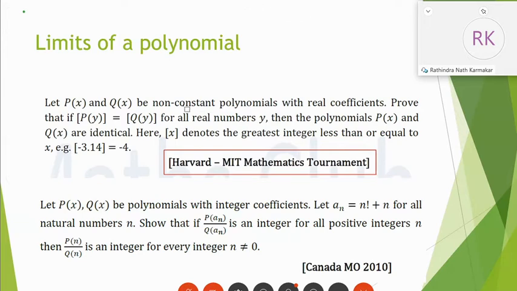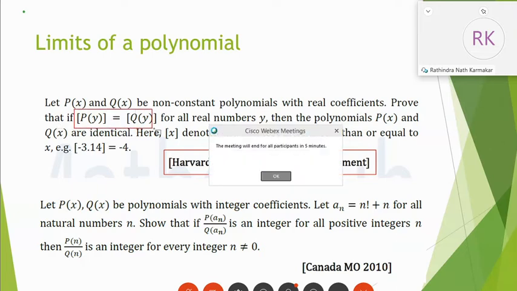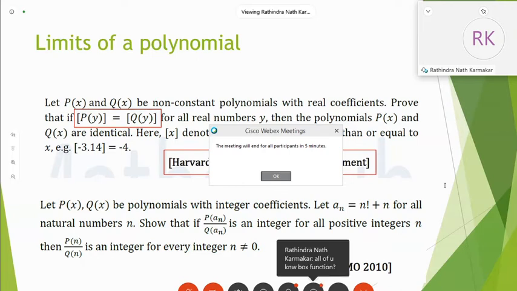Forgive me for that. The question is, let P of x and Q of x be non-constant polynomials with real coefficients. If it is given that floor of P of y equals floor of Q of y for all real numbers y, so I hope you know what is meant by the floor of P of y. Yes, the nearest integer. Not nearest integer. It is not the nearest integer. Greatest integer function, that is a name. What does it do?